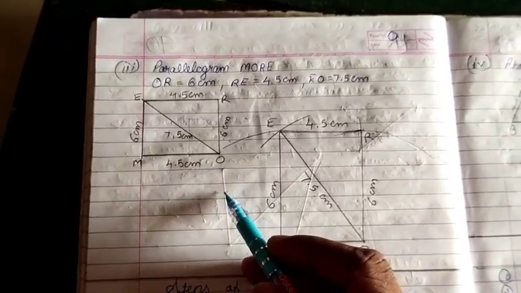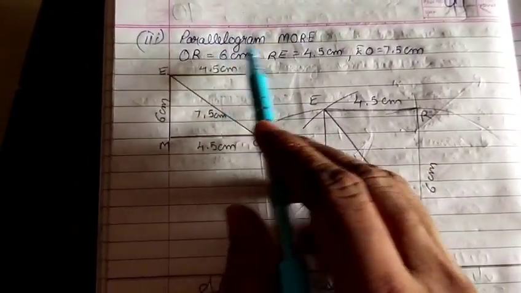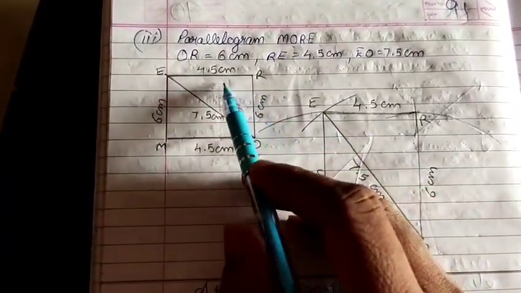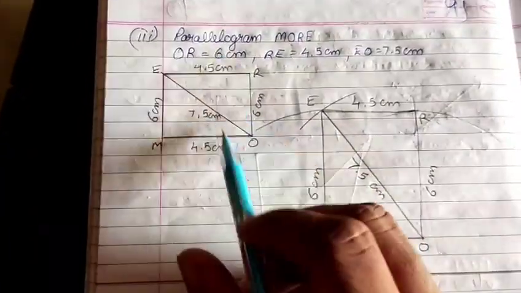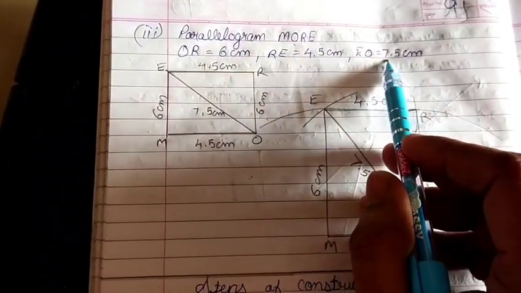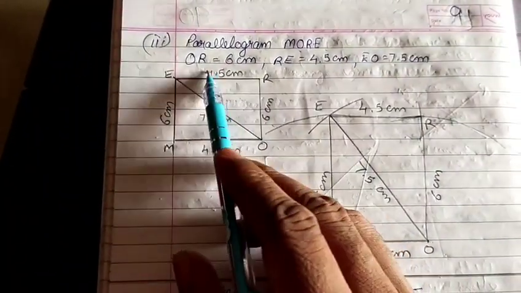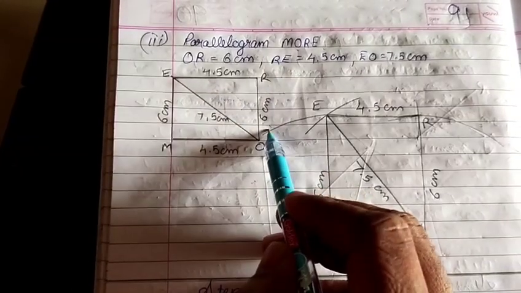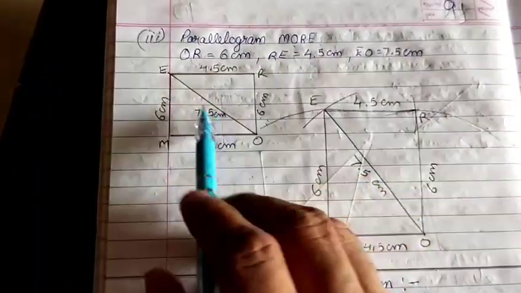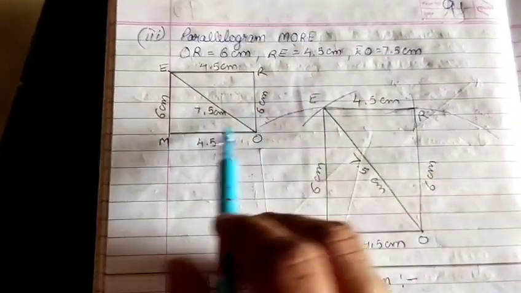Let us see another example of the same. Here parallelogram MORE is given, we have to construct the parallelogram. Now dear student, we know that in a parallelogram opposite sides are equal. The length of one diagonal is also given. Here OR is given 6 centimeter and RE is given 4.5 centimeter and EO, that is one diagonal, is given 7 centimeter.